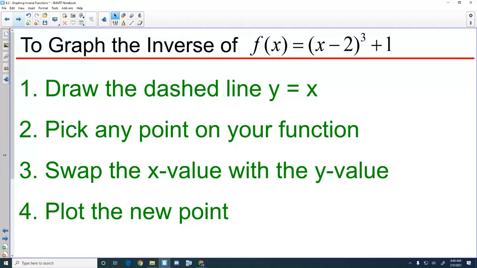Then pick any point on your function, and please pick an actual intersection point, with an x and a y that's an integer. And then swap its x value and y value, and then plot that new point. And just do that a bunch of times until you see the shape. Obviously, you'll need more than 1 point. You're going to have to do at least 5, but you can do more than 5 points if you would like.